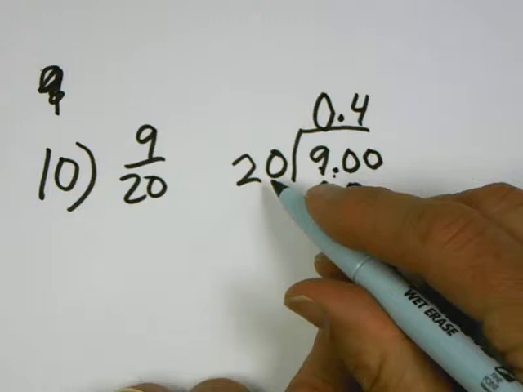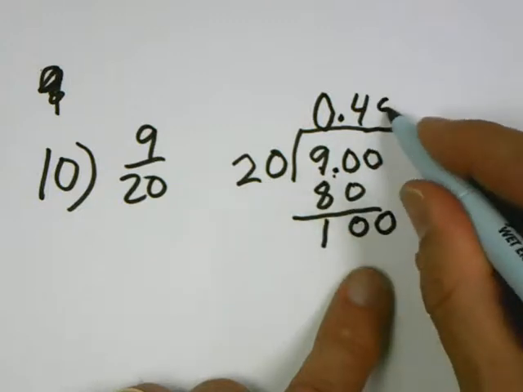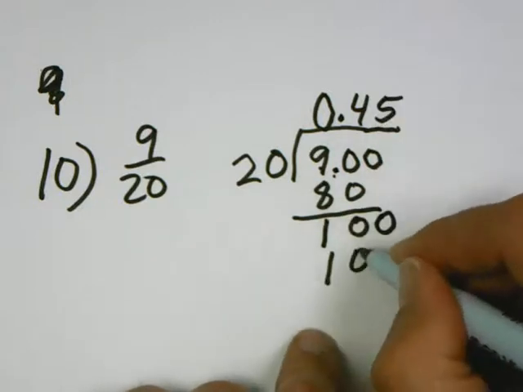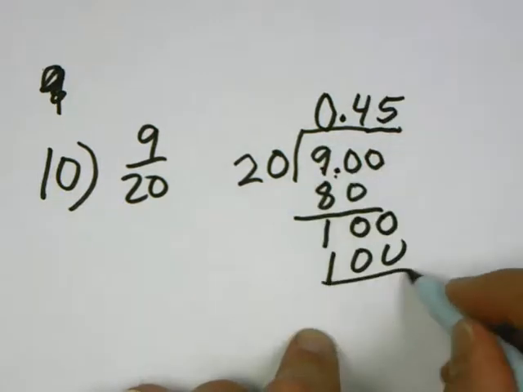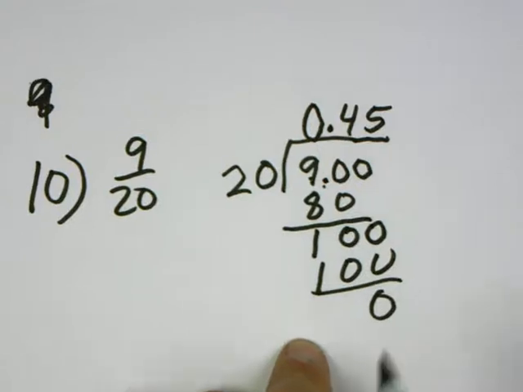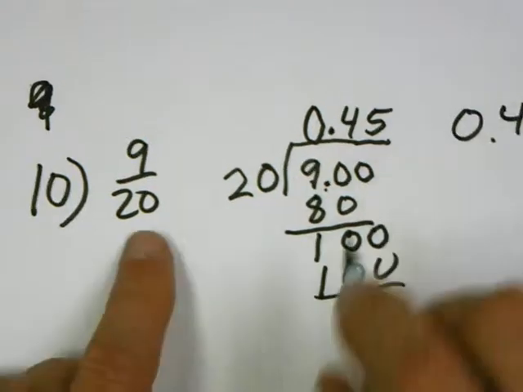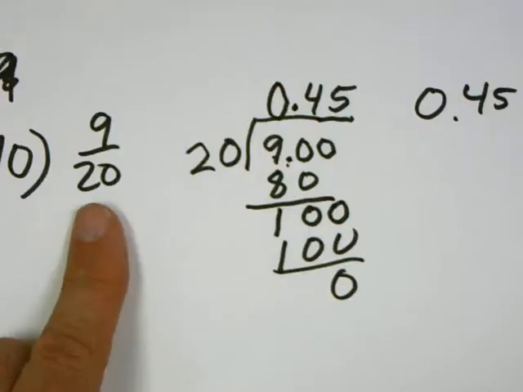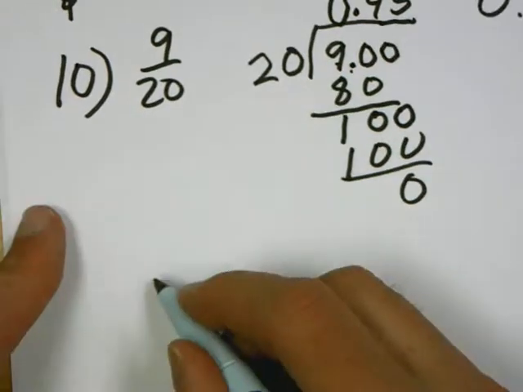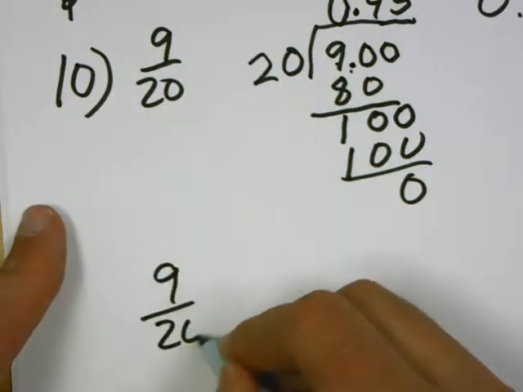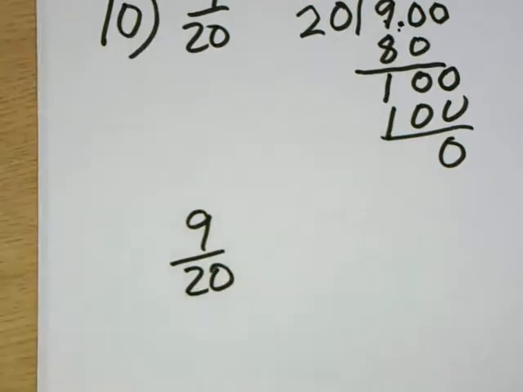100 divided by 20 is 5. 5 times 20 is 100, and I don't have a remainder here. So my decimal is 0 and 45 hundredths. That's equal to 9/20. Now there's another way to do this. These are just procedures for representing these same numbers in different ways.